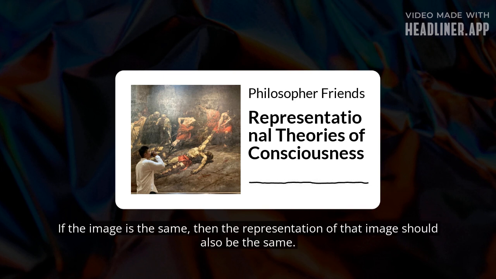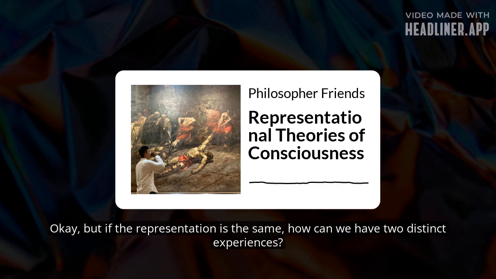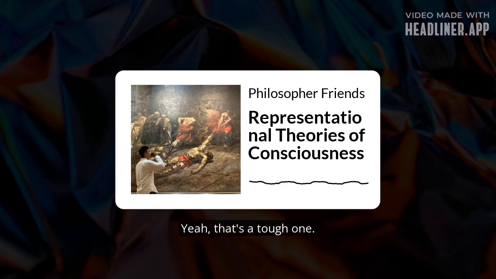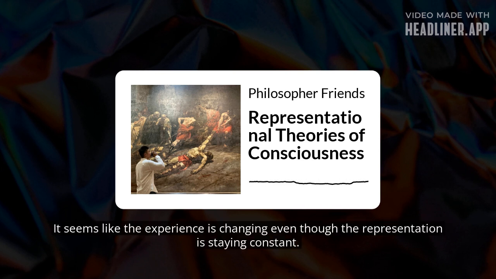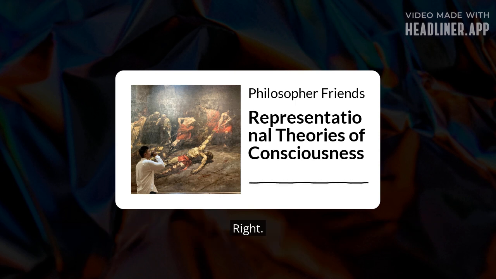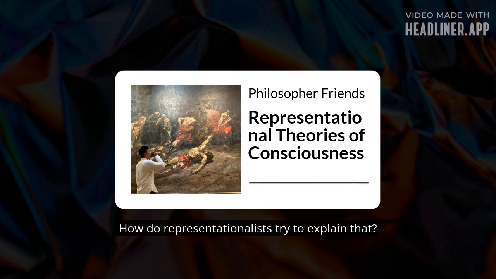If the image is the same, then the representation of that image should also be the same. Okay. But if the representation is the same, how can we have two distinct experiences? Yeah, that's a tough one. It seems like the experience is changing even though the representation is staying constant. Right. How do representationalists try to explain that?